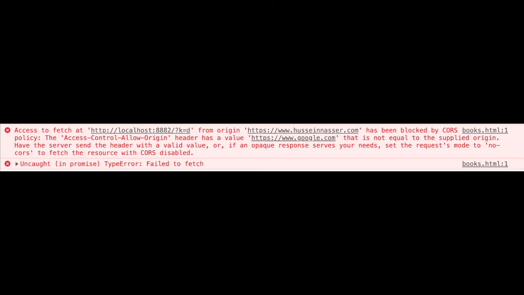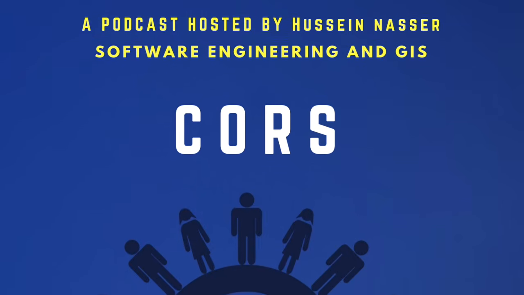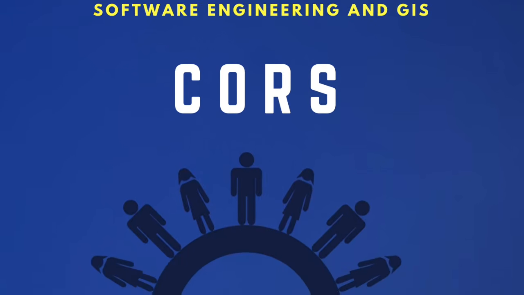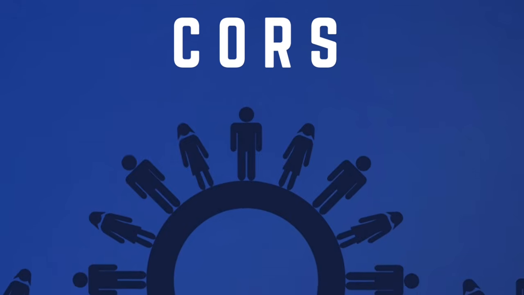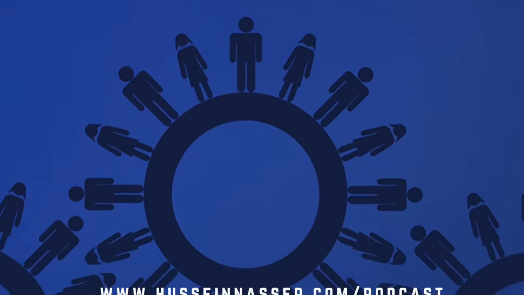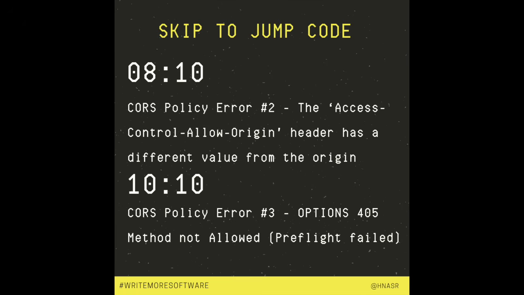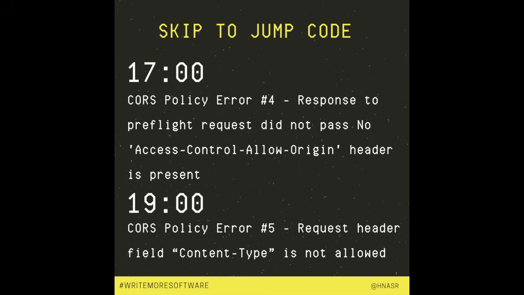So all of these are a result of what is called cross-origin resource sharing. A resource has a certain policy to be shared with certain domains, and this is what we're going to discuss by example with code: when you are going to get an error and how do you actually fix it. We're going to talk about preflight options and all these kinds of things in this video.